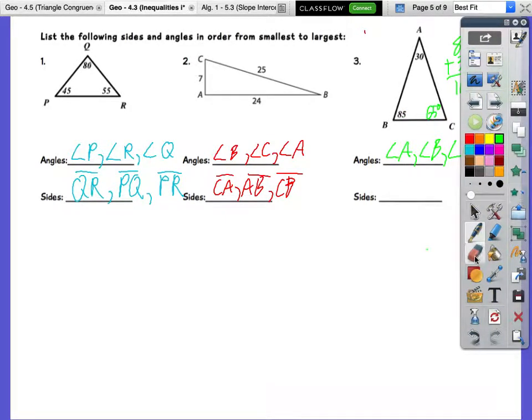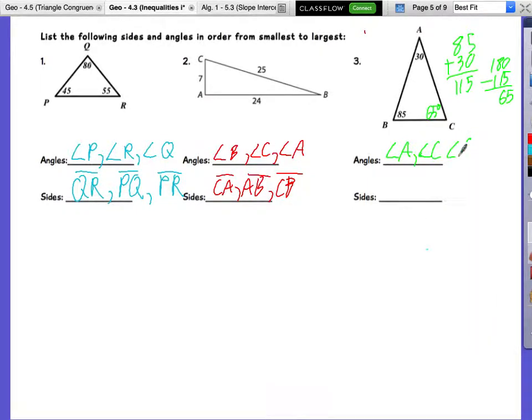So actually, what order would these be in then, Paige? Yep, angle A, then angle C, then angle B. Very good. With angle A being the smallest, angle B being the largest. So what order would the sides go in here from smallest to largest? Gracie? Okay, never mind. Okay, call an audible there. Okay, Gracie, audible back to you.